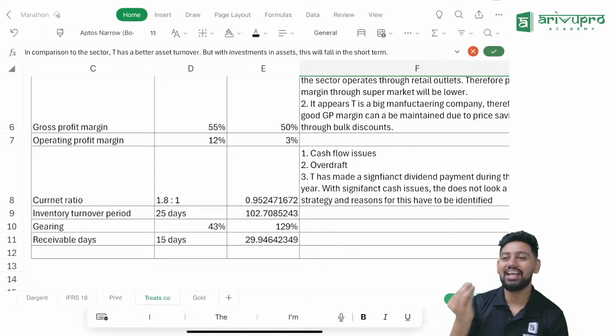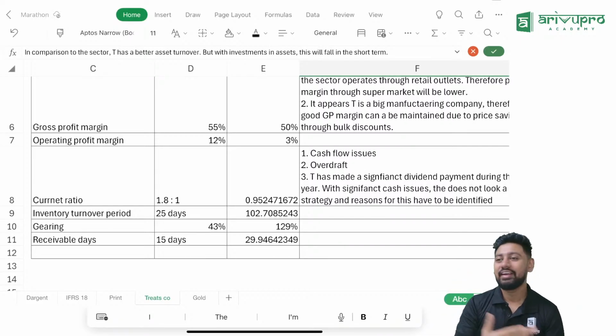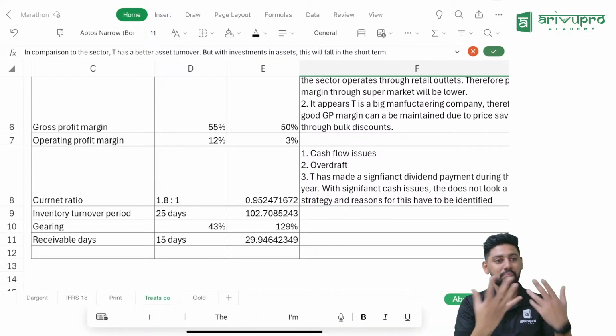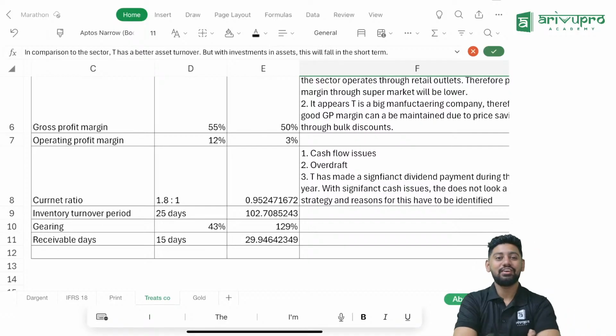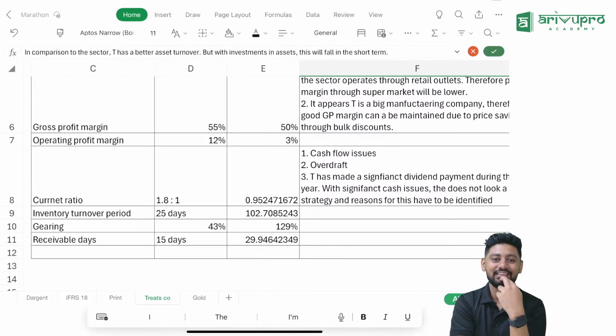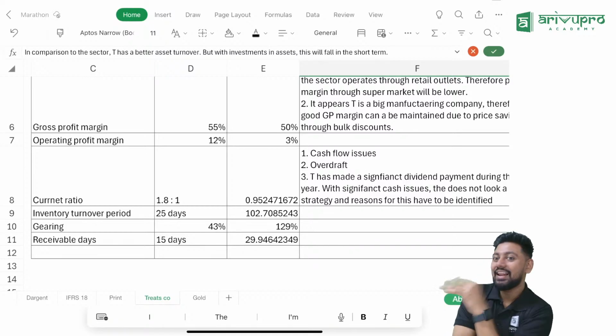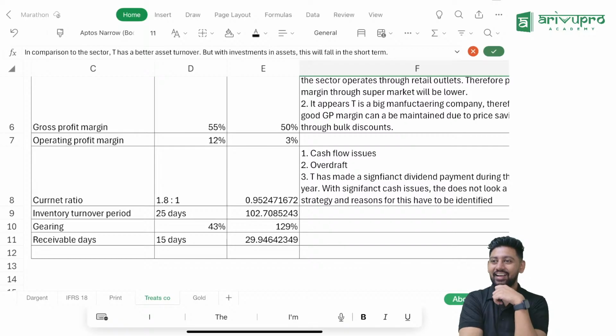And of course, at this point in time, it's very easy when I see my inventory turnover period. It is 25 days to 102 days, meaning probably in my supermarket, they are holding on to inventory for a very long time. Because when you take retail outlets, I will only have my product. If you take supermarkets, you'll have 1,000 products. Sometimes the products that they don't want to sell, they'll hide also. So inventory days is up because of that.